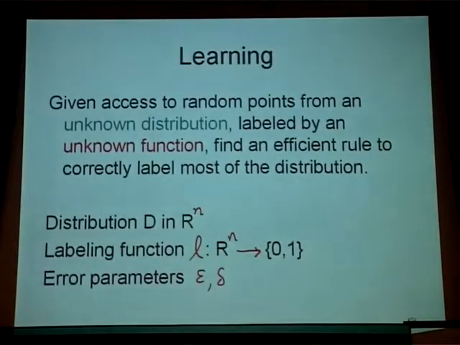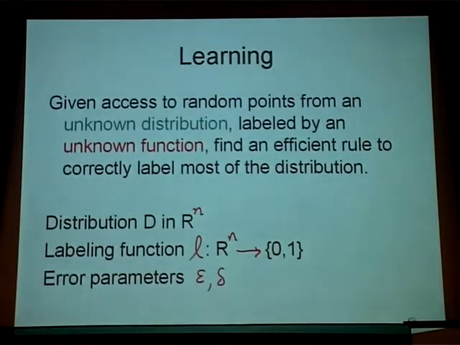Okay, the last problem, learning. So what's the learning problem in general? You're given access to random points from an unknown distribution, possibly unknown. In some cases, you assume it's known, and it's still a very interesting question. Say, labeled by an unknown function. The function is definitely unknown, possibly from a class of functions that you know about. Always from some class of functions. And the goal is to find an efficient rule that correctly labels most of the distribution, so that given a new point from the same distribution, you can label it correctly most of the time.